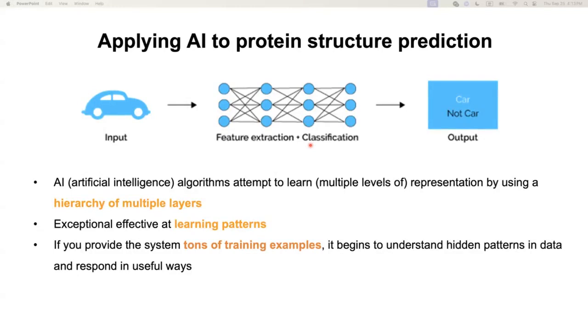So for protein structure prediction, we need to detect those structural patterns hidden in the multiple sequence alignment. And when we provide sufficient training examples, those AI systems begin to recognize those hidden patterns in the data and respond in a useful way. So in the protein structure prediction problem, if AI can learn those relationships between sequence patterns in the MSA and the resulting 3D structures, then we can predict 3D structures precisely just based on the MSA information.